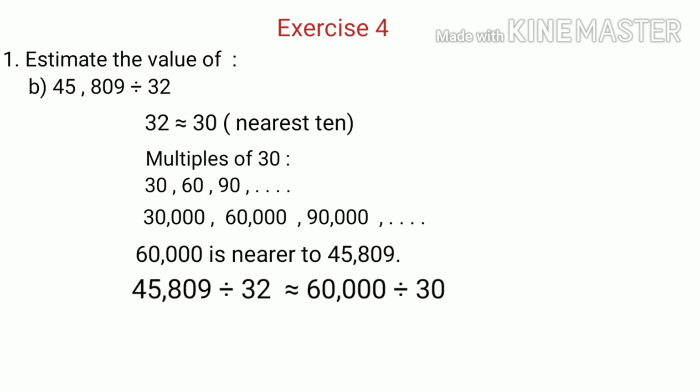Now that we have rounded off both the numbers, we can divide them. To make the division easier, we can remove a zero each from the dividend and the divisor. So after removing a zero each from 60,000 and 30, we get 6,000 divided by 3. Now when we divide 6,000 by 3, we get 2,000. So this is the estimated quotient.